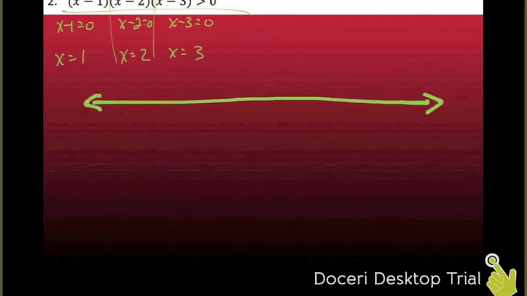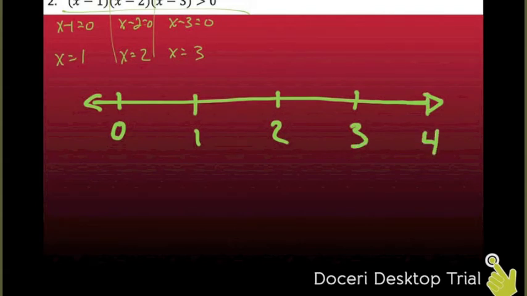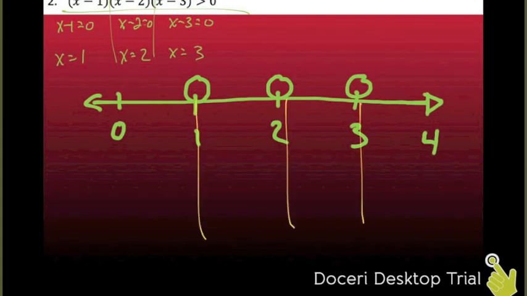And I'm going to spread this one out a lot. So I'm going to go 0, 1, 2, 3, and 4. And I spread those out a lot because we need to pick numbers in between here. So we are going to have open circles on 1, 2, and 3. And we need to pick numbers in between because we now have 4 sections for our number line.